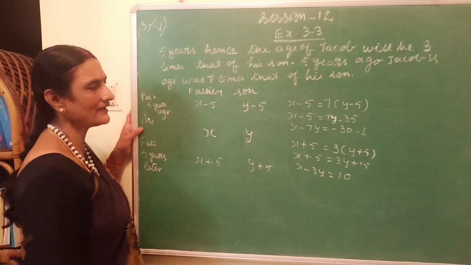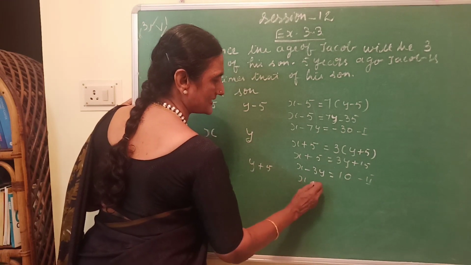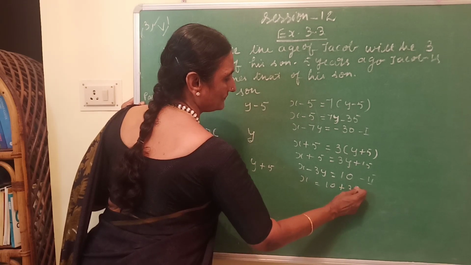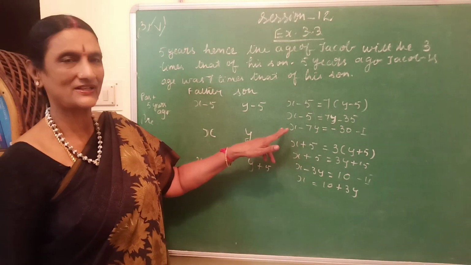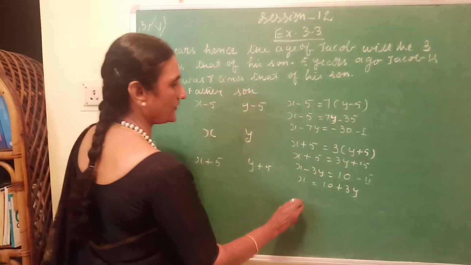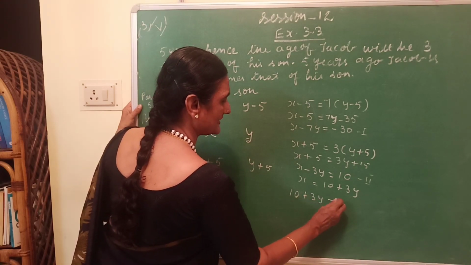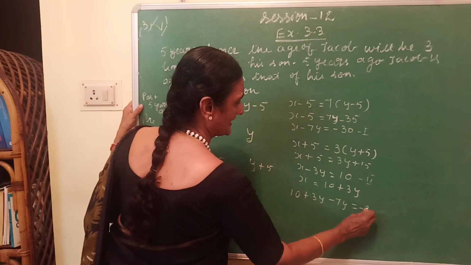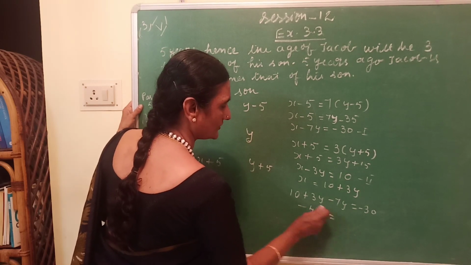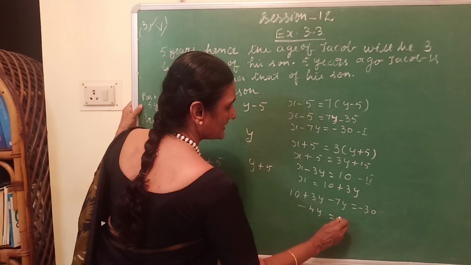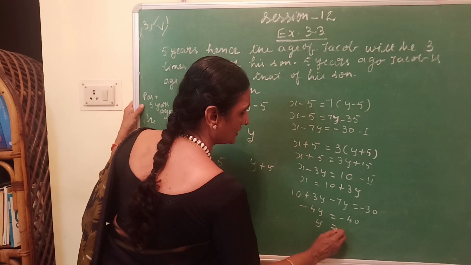Okay, are you understanding? So what I am going to do, this is equation 2. So from this I can get X is equal to 10 plus 3Y. Yes? Is that clear to you? This 10 plus 3y is substituted in the first equation. So if you substitute, you will get 10 plus 3y minus 7y is equal to minus 10. So you will get minus 4y is equal to, this 10 goes to the other side. So with a negative sign, you will get minus 40. Therefore, y is equal to 10.